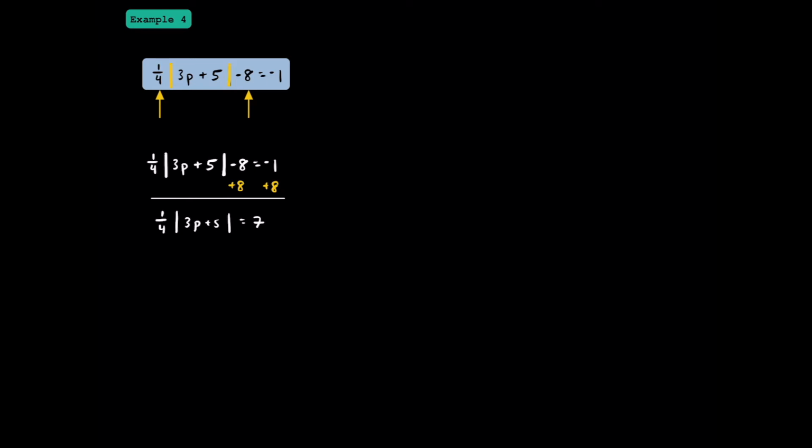To get rid of this 1/4, we could either divide both sides by 1/4 or multiply both sides by 4 over 1. Since dividing a fraction is equivalent to multiplying by its reciprocal, this might save you a little bit of time. These 4's are going to cross cancel, and we'll be left with the absolute value of 3p plus 5 is equal to 28. Now that our absolute value is alone, 3p plus 5 has to either equal negative 28 or it has to equal positive 28. Our first equation is going to be 3p plus 5 is equal to negative 28.